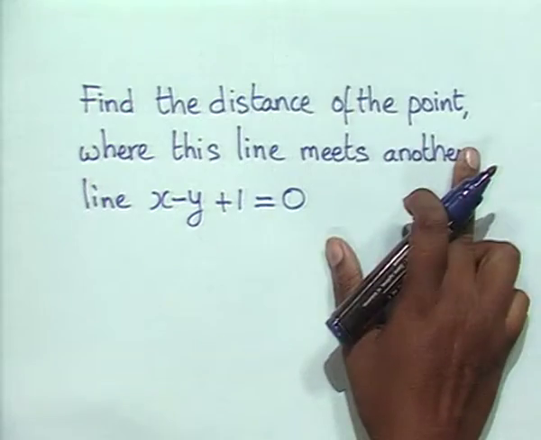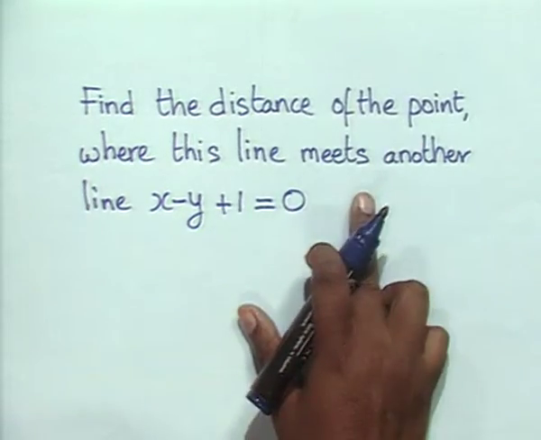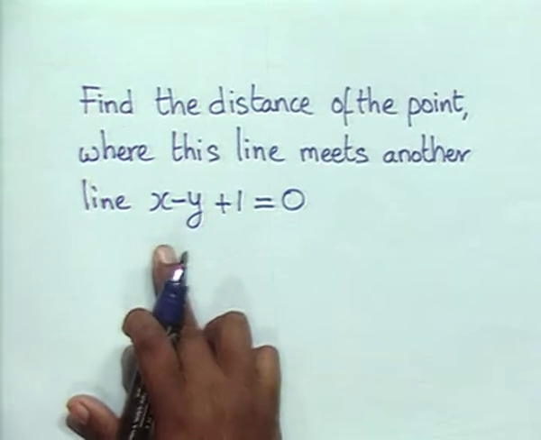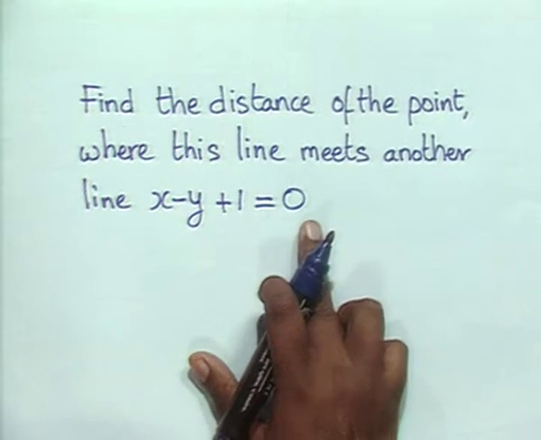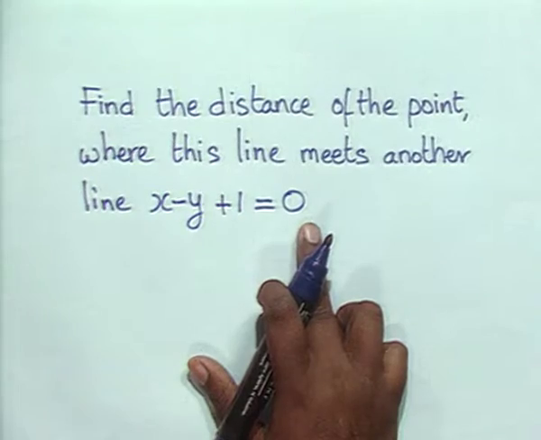Now let us take the same problem and find the distance of the point where this line meets another line, x minus y plus 1 is equal to 0. Nidhi, can you find the distance? As I think, we will first find the point of intersection of the two lines by solving the two equations, and then we can easily find the distance between them. Yes, we can use this method, but there is a shorter method also.